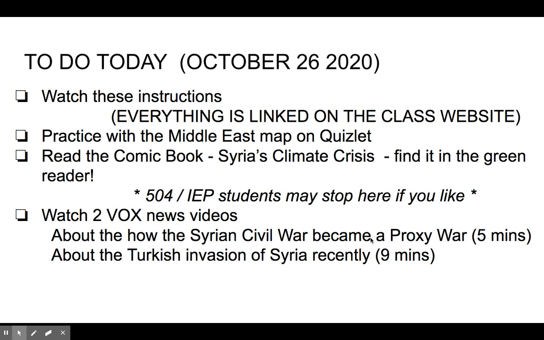And then there are two videos that will help you understand the Syrian civil war and how it comes to today. One is 5 minutes long. It's linked on the website, and it explains how a civil war, which is a war between two groups, becomes a proxy war where outside forces are using the war as an excuse to hit at each other. And then the second video explains the Turkish invasion of Syria, and that brings you up to today. So these Vox News videos are kind of fast, and you may find that you want to watch, especially the first one, twice in order to get a sense of what's going on.